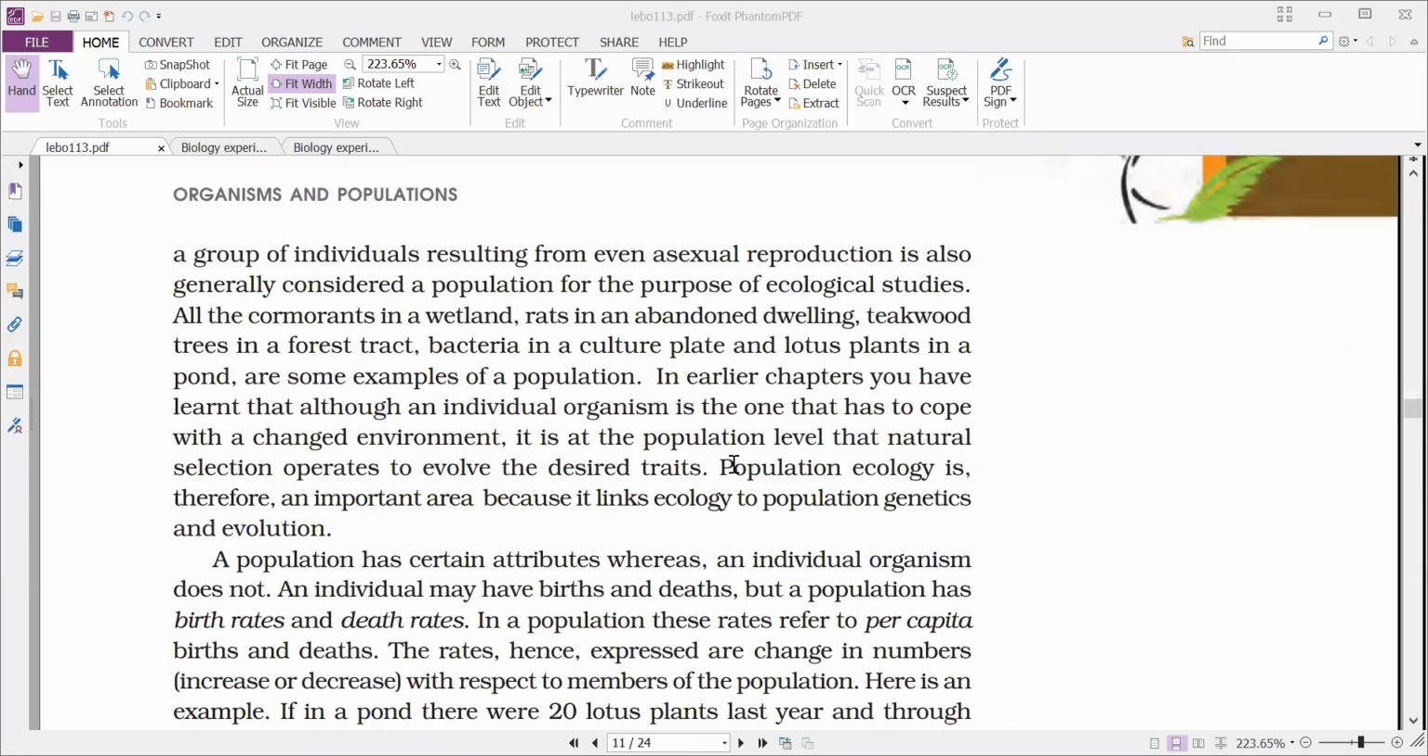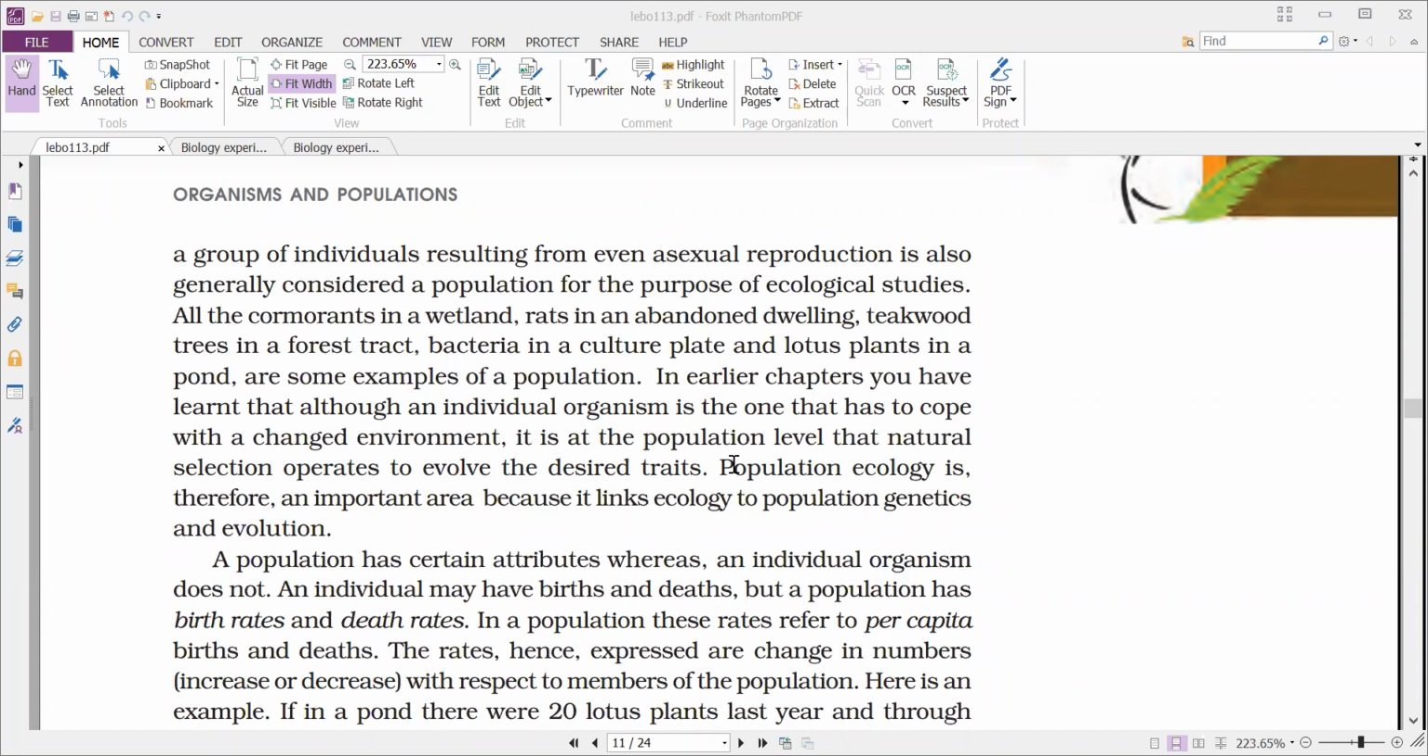This is because they all belong to the same group. They are able to interbreed. They are sharing the same geographical area. They are competing for the same natural resources. That's why we call all these organisms one population. Rats as one population, cormorants as one population, teakwood plants as one population. And the bacteria growing in one culture plate, we can also consider as one population.